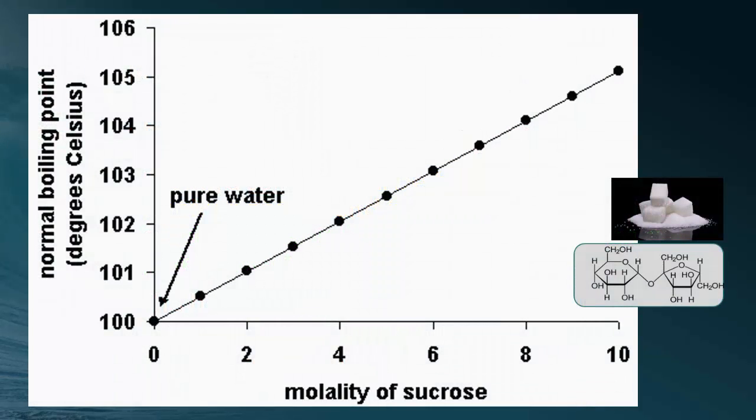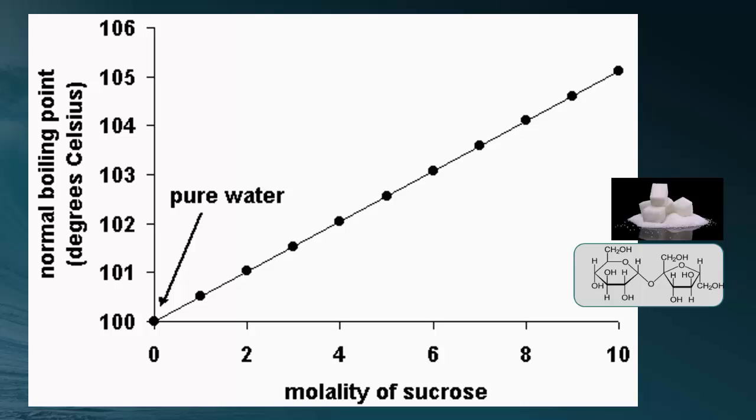So if we look at this chart, for example, if we were to add sucrose, which is normal table sugar, the pure water, as we notice in the far left-hand corner, with 0 molality, which means it has no sucrose in it, should boil at 100 degrees Celsius. But the more sugar you're starting to add as you go from 2 to 4 to 6 to 8 to 10, you're noticing that your water sample is going to be boiling at a higher and higher temperature.